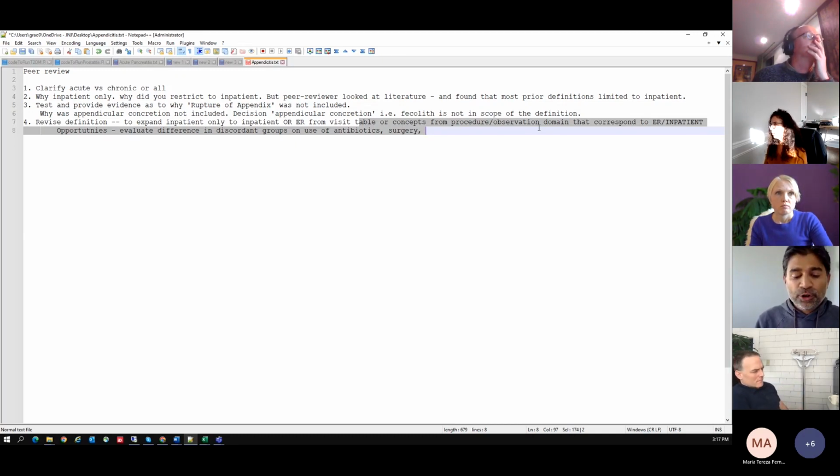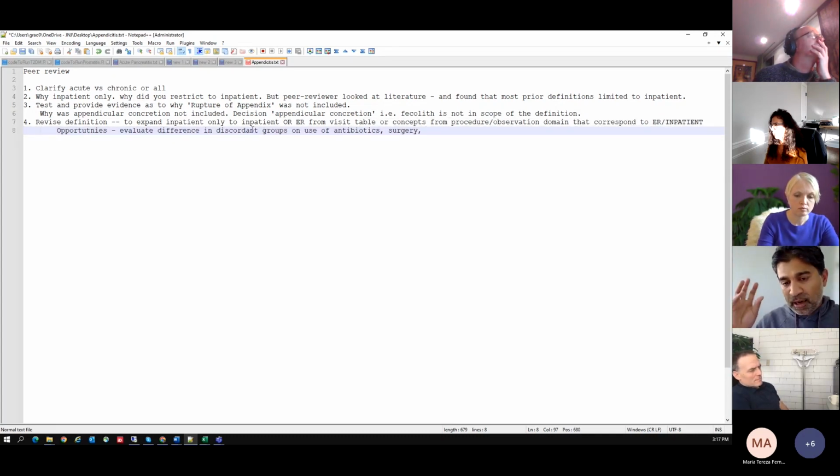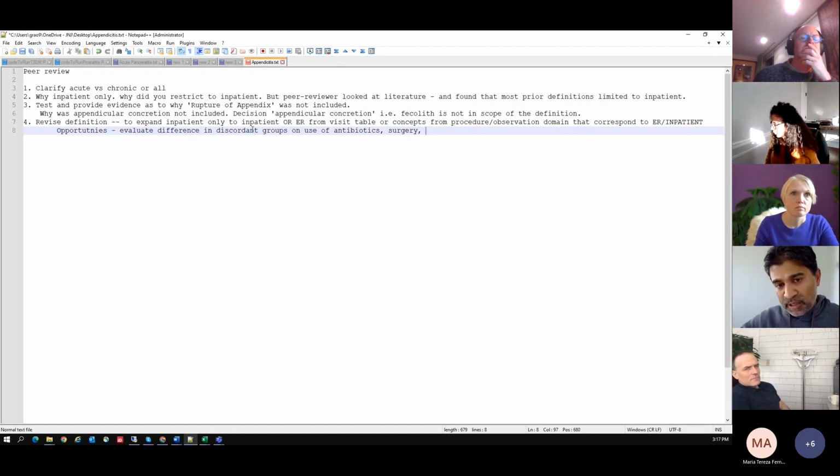So what we could do as part of a rebuttal is I could build those discordant data cohorts. As a response, I'm going to extract the persons who have that inpatient-like care setting but do not have the inpatient code, and see if their care patterns are similar to the people who have inpatient. In other words, antibiotic utilization, surgical care, and so on and so forth.